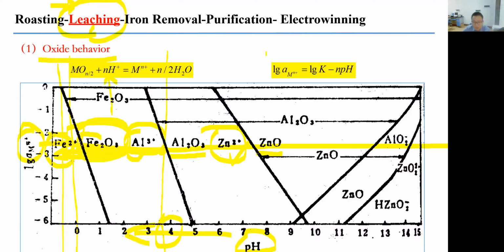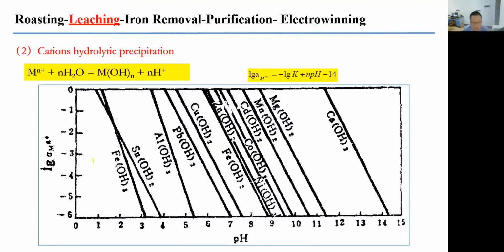But if we move to more basic conditions like a pH value of 7.5, the zinc oxide cannot be leached out. So, to be precise, we need to find an appropriate pH value to get the target oxide leached out, and try to leave some oxide in the leaching residue. The cations in the solution will be sent for the following stages, and their behaviors in the aqueous solution phase are also an interesting topic, and we should have knowledge about this.